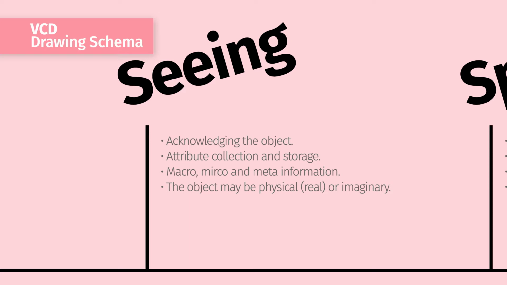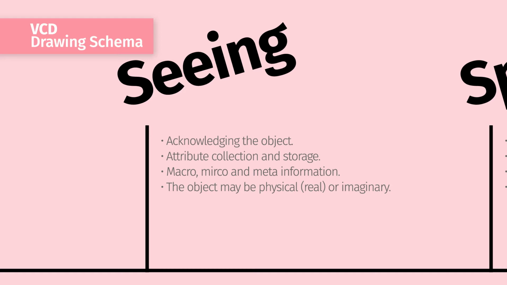And now it's important to say at this stage the object can be physical, so real and in front of them, or it could be imaginary. So it could be something which, within the development of concept, the students are developing conceptually.